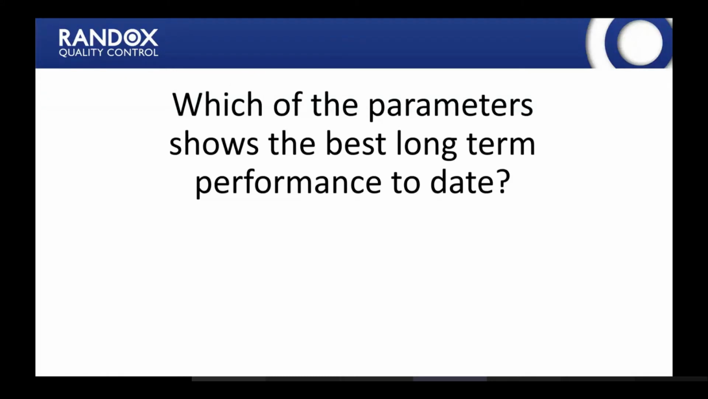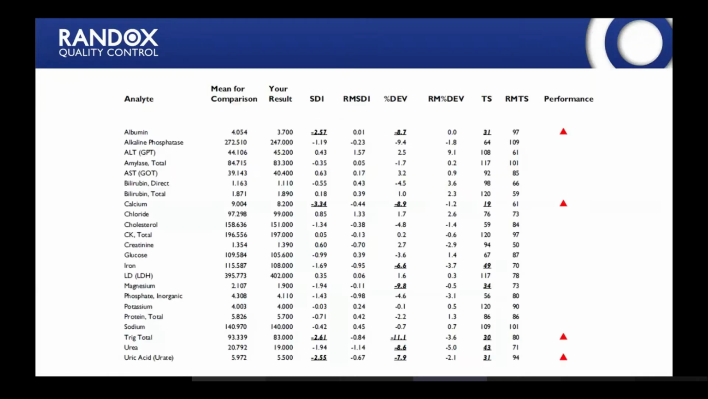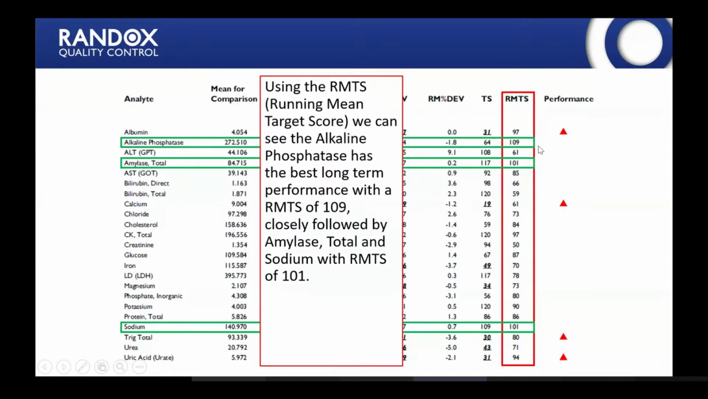Which of the parameters on this summary page shows the best long-term performance to date? We've just said we want to look at our running mean target score, because this is the one that's always a positive value and is going to give us our best indication. So we want to have a look down the list and see which of these values is the highest. If I come back up to the top, alkaline phosphatase has the highest.